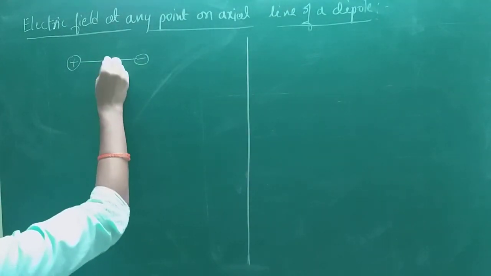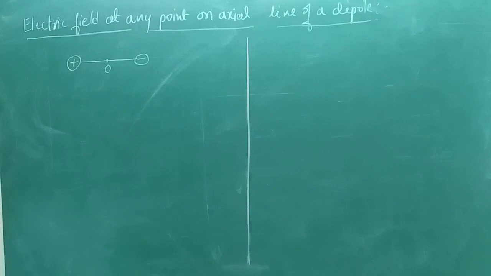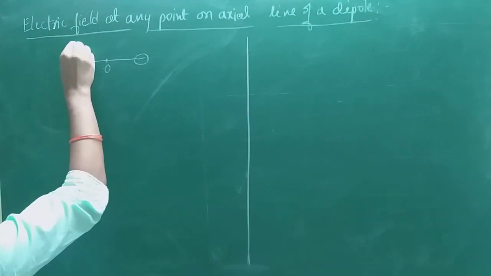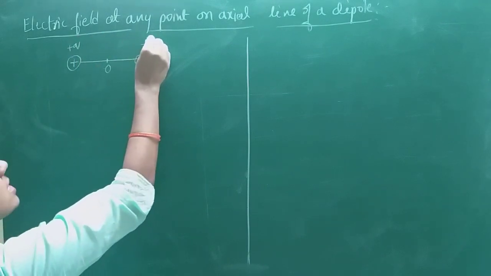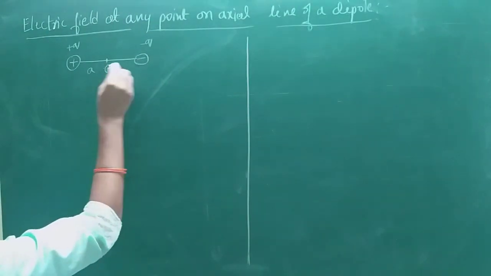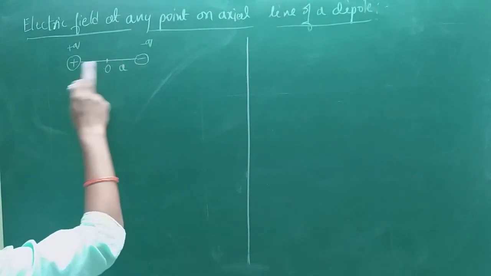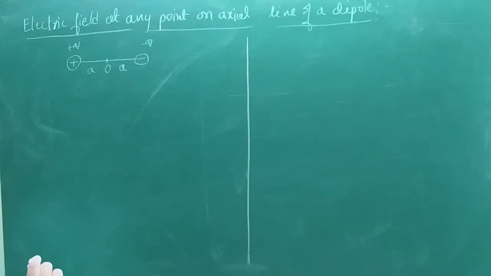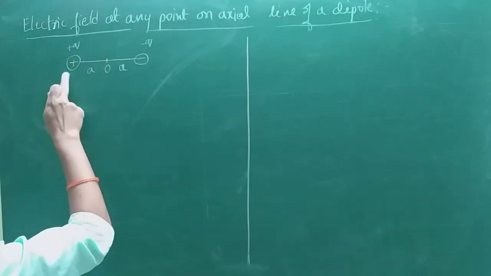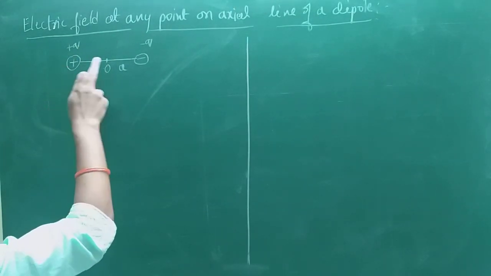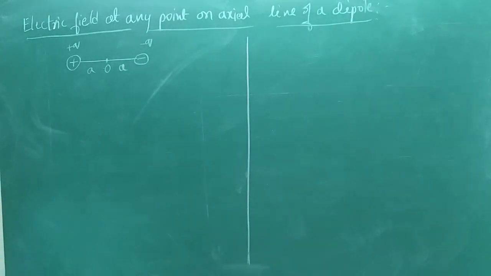Let O be the dipole center. From the dipole center, each charge is at a distance of A. So the total distance of separation is 2A, and from the dipole center the distance is A. So from each charge to the center, it is A.